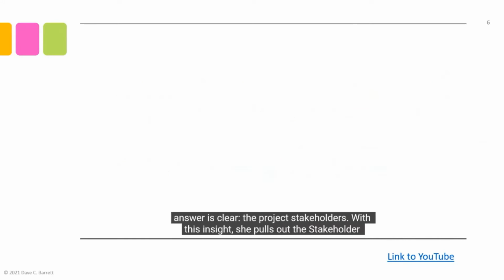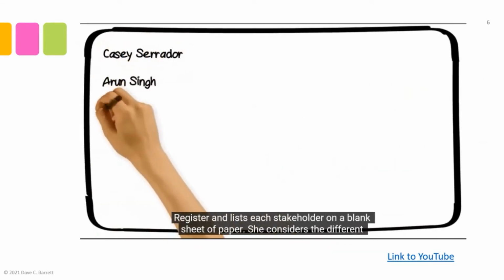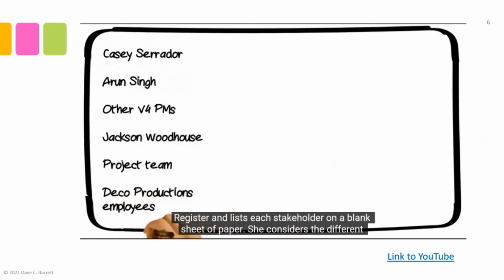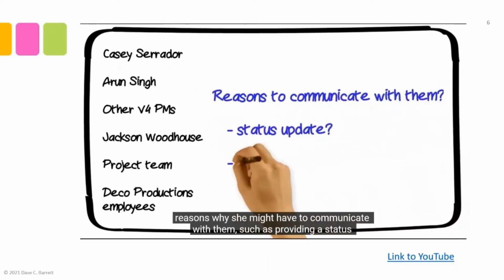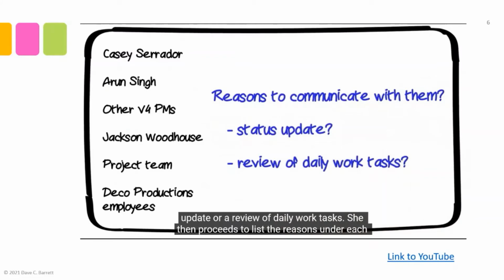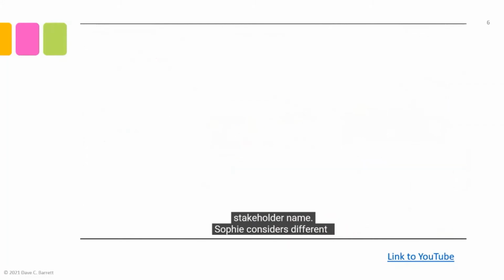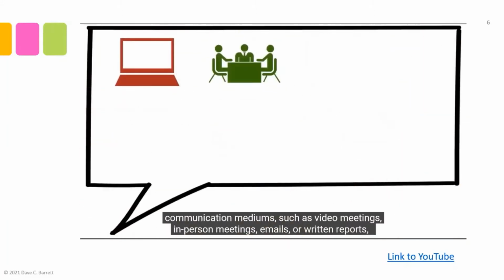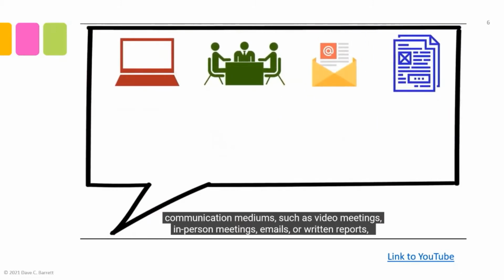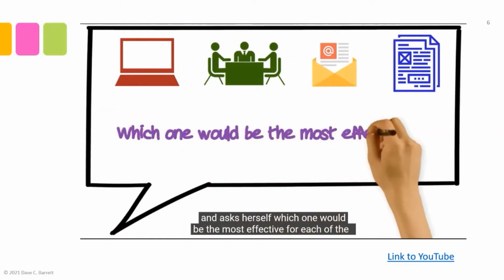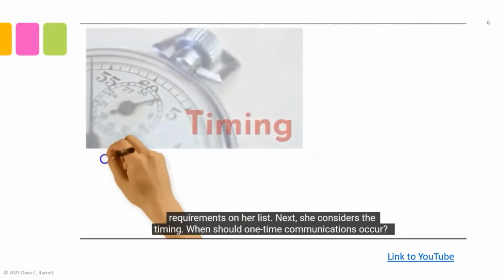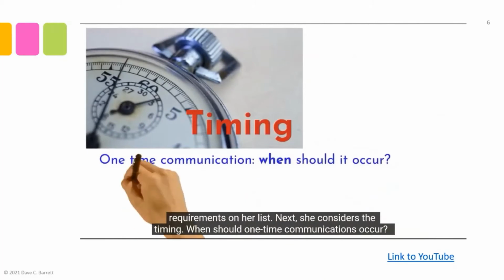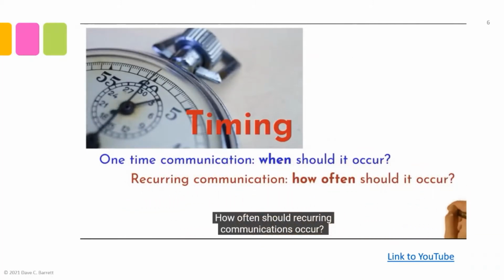With this insight, she pulls out the stakeholder register and lists each stakeholder on a blank sheet of paper. She considers the different reasons why she might have to communicate with them, such as providing a status update or a review of daily work tasks. She then proceeds to list the reasons under each stakeholder name. Sophie considers different communication mediums, such as video meetings, in-person meetings, emails, or written reports, and asks herself which one would be the most effective for each of the requirements on her list. Next, she considers the timing. When should one-time communications occur? How often should recurring communications occur?